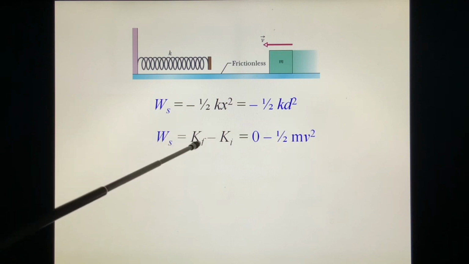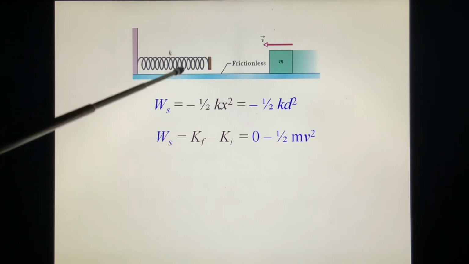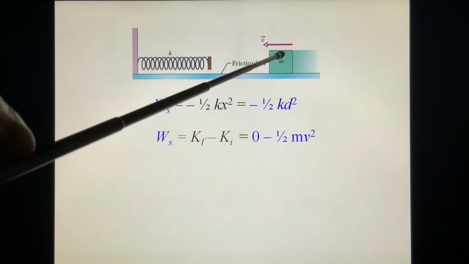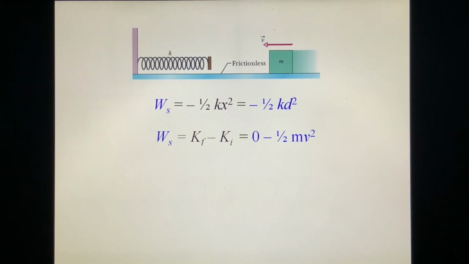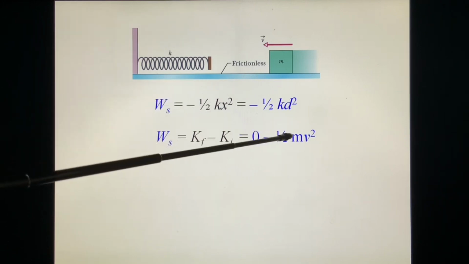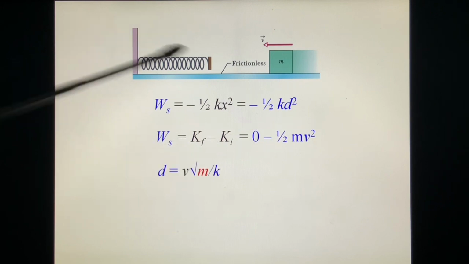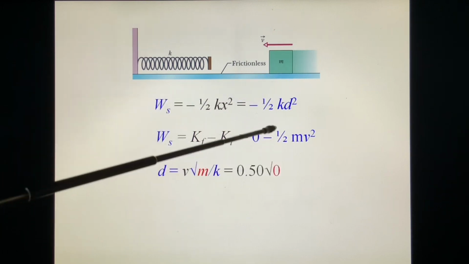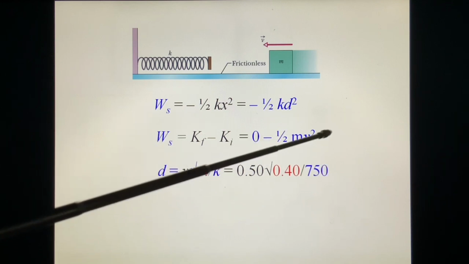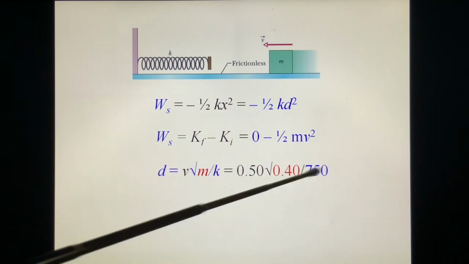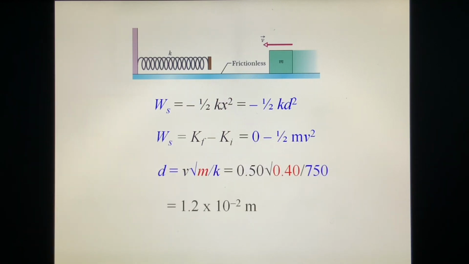Finally it is stopped here. Initially it has v squared. So we put this inside, and we say these are the same thing. We equate these two, and we find d squared equals m over k times v squared. So you put in the numbers and you get a number. It's about 1.2 centimeter.